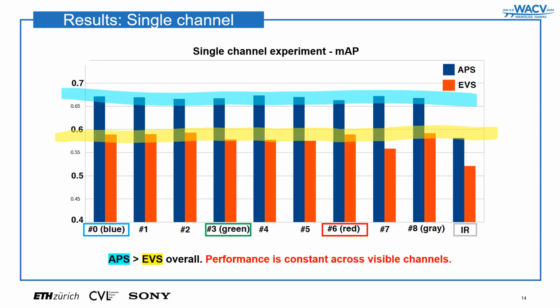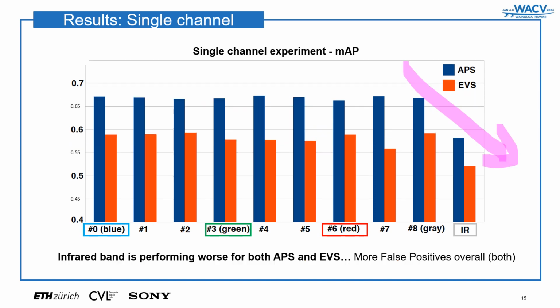The first thing we can notice is that the APS models perform better than the EVS ones. Interestingly, for both sensing modalities, the performance is quite constant across all visible channels. This lack of variation suggests that the contrast is relatively similar in all visible bands. On the other hand, we see a clear drop in performance for the infrared band, for both APS and EVS. Let's keep that in mind.